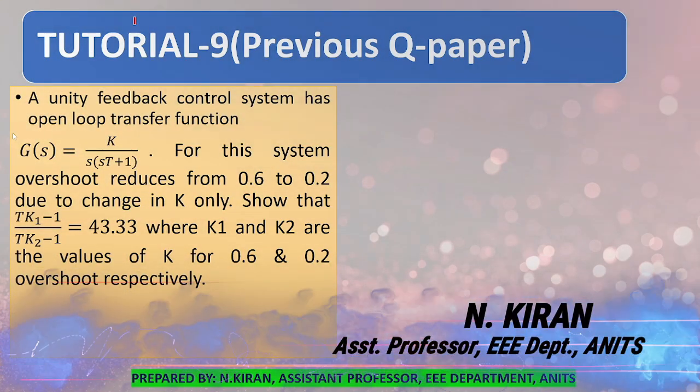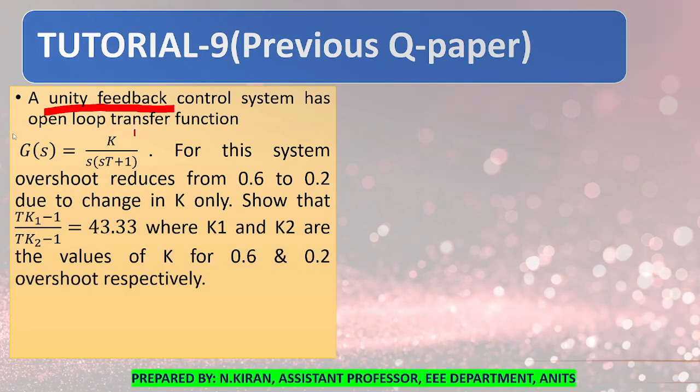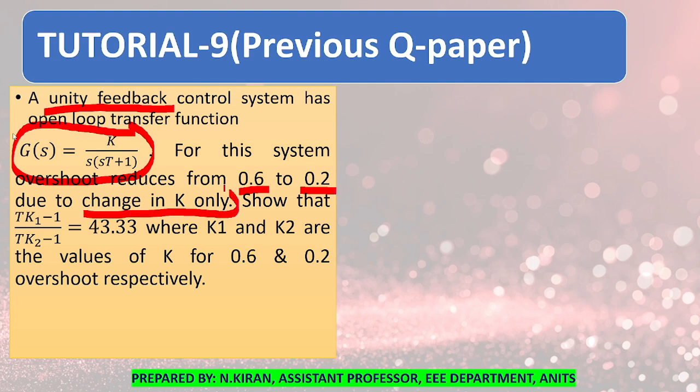We are given that for a unity feedback system, the open loop transfer function is K by S into 1 plus ST. The peak overshoot reduces from 0.6 to 0.2, and this is only due to a change in K. We are asked to prove that (TK1 minus 1) divided by (TK2 minus 1) is equal to 43.33, where K1 is the value of K when peak overshoot is 0.6 and K2 is the value of K when peak overshoot is 0.2.